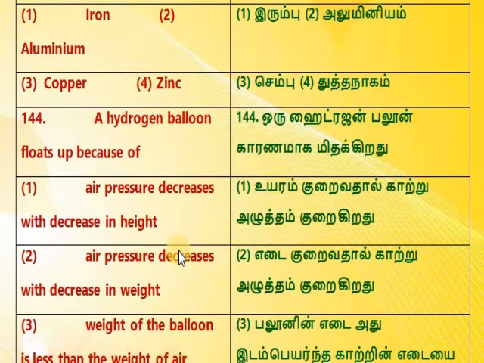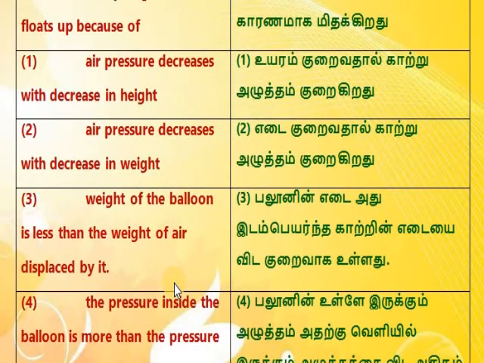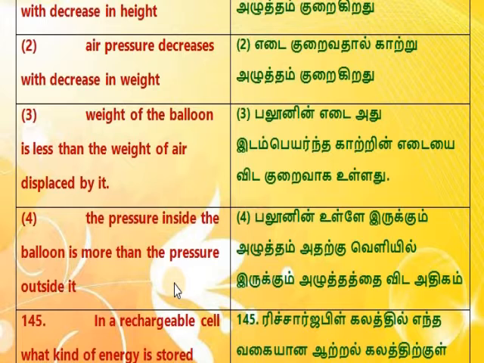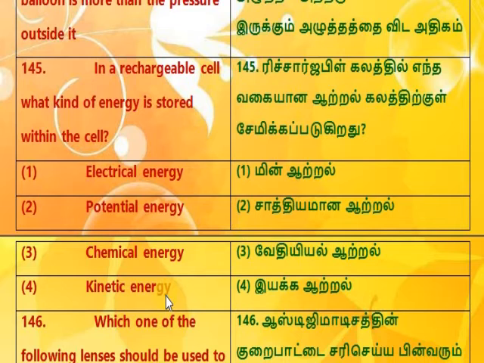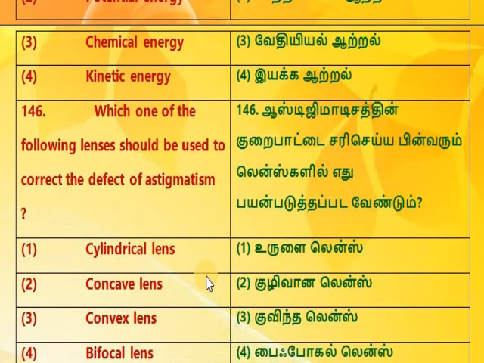144. A hydrogen balloon floats up because of: 1. Air pressure decreases with decrease in height. 2. Air pressure decreases with decrease in weight. 3. Weight of the balloon is less than the weight of air displaced by it. 4. The pressure inside the balloon is more than the pressure outside it. 145. In a rechargeable cell, what kind of energy is stored within the cell? 1. Electrical energy. 2. Potential energy. 3. Chemical energy. 4. Kinetic energy.